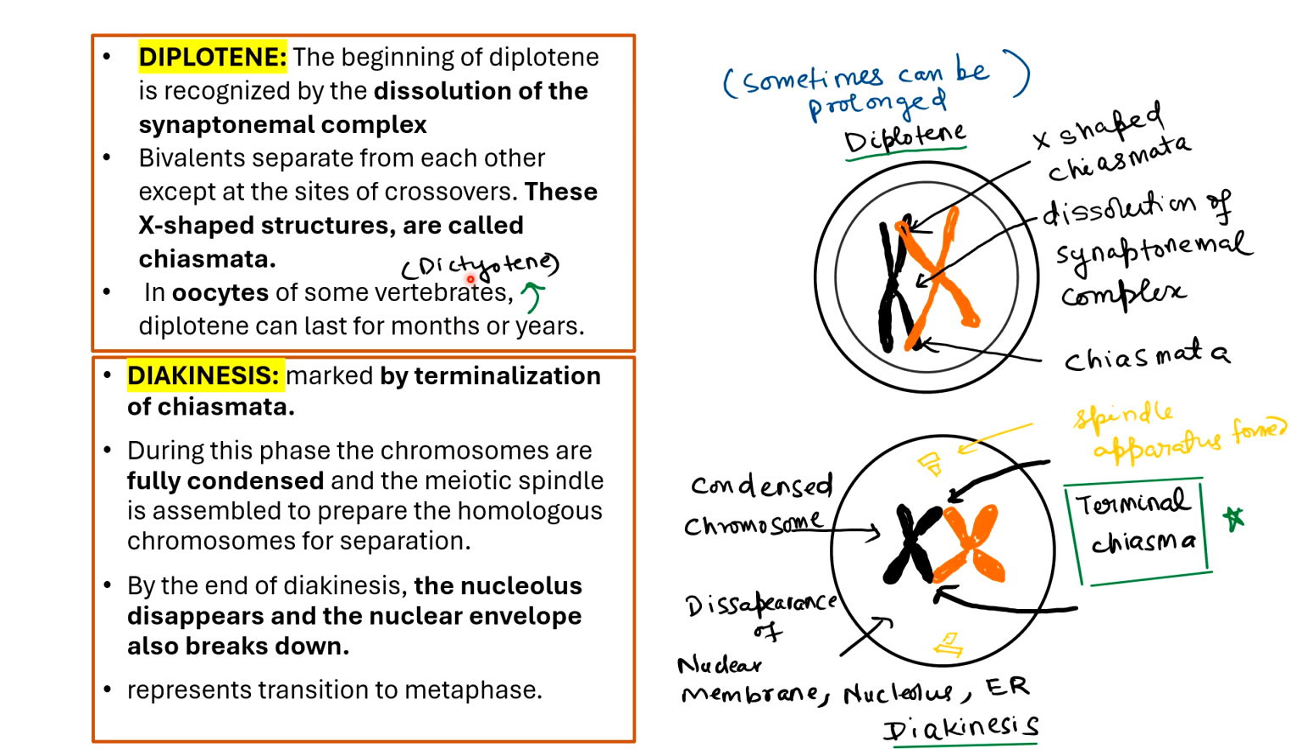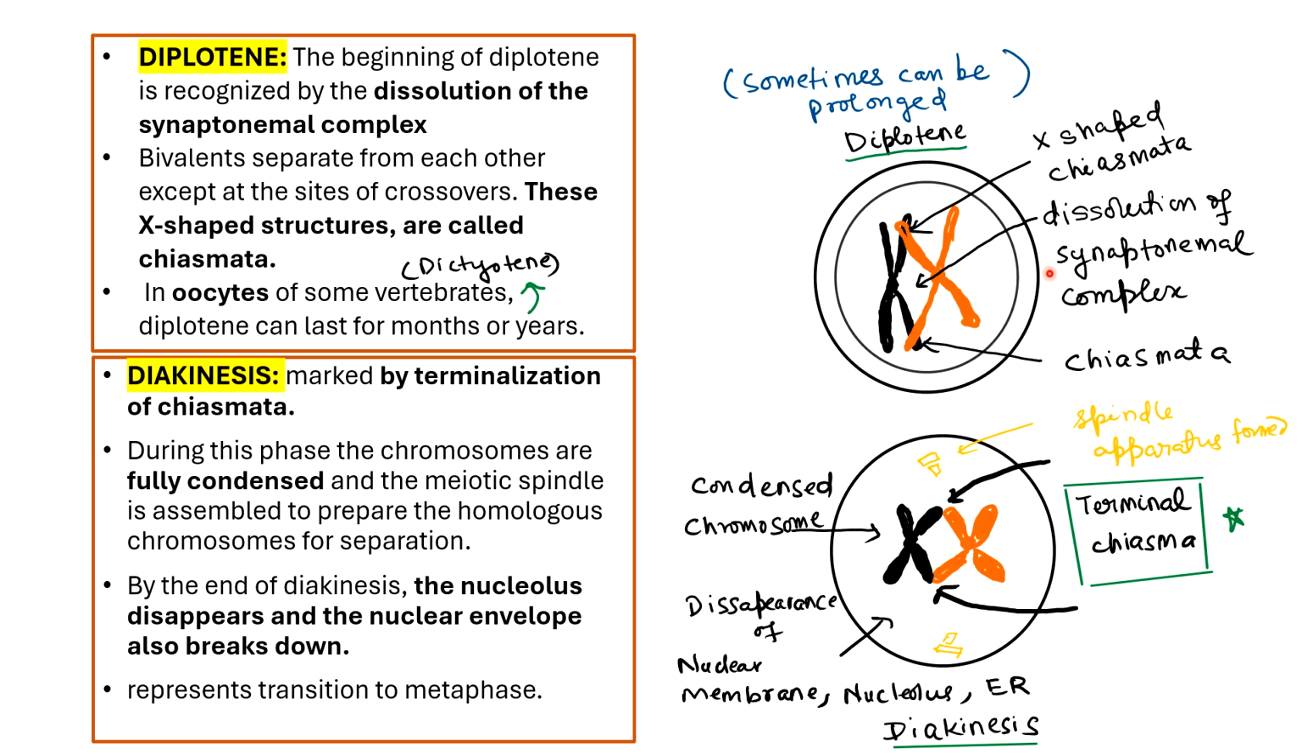Sometimes in oocytes of some vertebrates, the diplotene can last up to some months or years. The diplotene is very prolonged, and in such cases the chromosomes lie in these X-shaped structures, and those oocytes are said to be in the dictyotene stage, right? So the important characteristics of diplotene: dissolution of the synaptonemal complex and the appearance of the X-shaped chiasmata. These important terms are always asked in either match the following or statement based questions. So this is very important and you need to remember it.